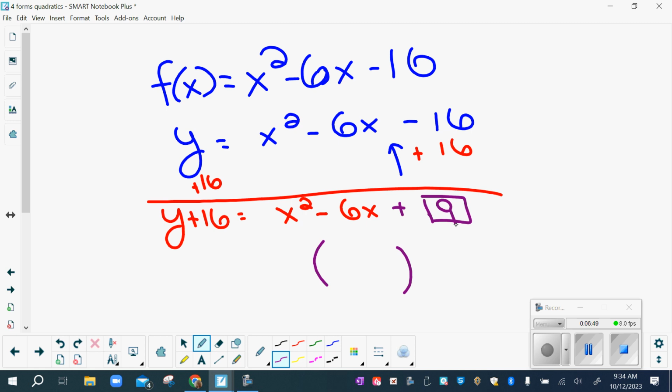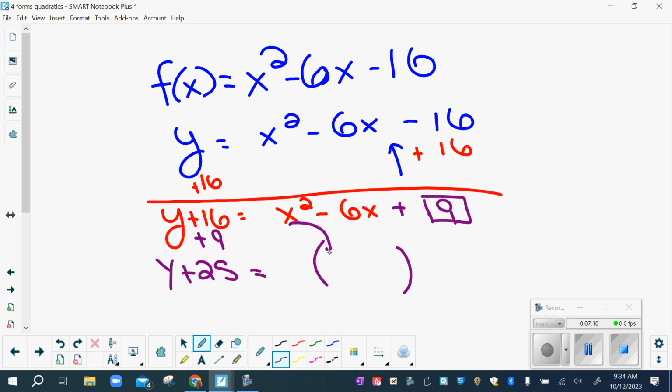But here's what. I am not allowed in math just to add random stuff on an equation. I mean, it would be nice. But what I do to this side, I got to do to this side. So here's what I have. I have y plus 25 equals. Okay, so we're going to put this in a little magical parenthesis, and it's super easy.